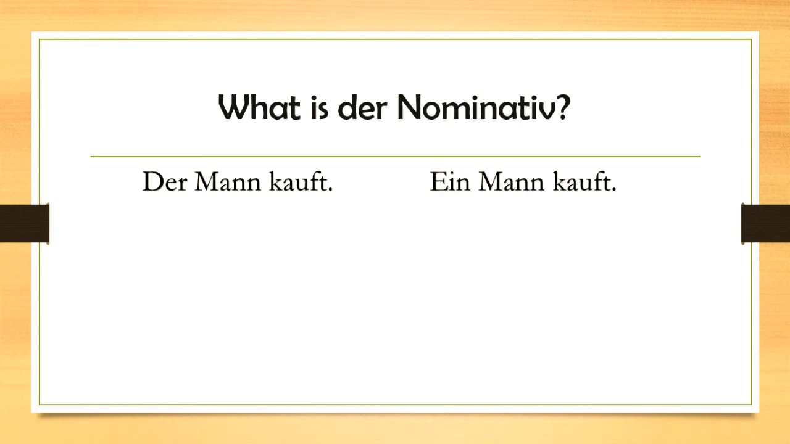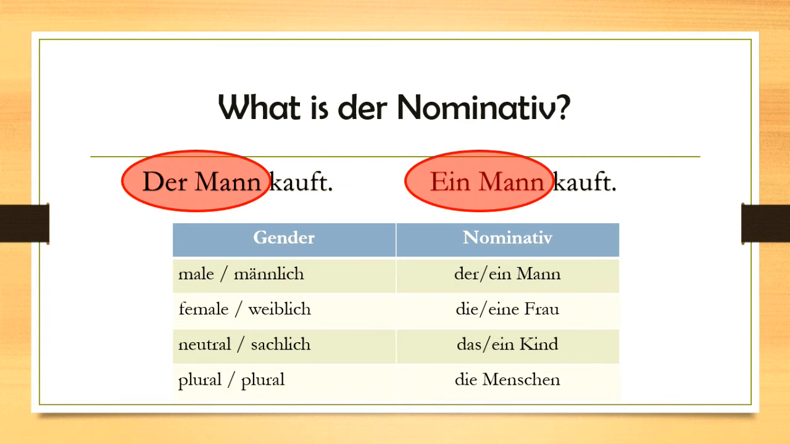Okay, so in the example, der Mann kauft, the man buys, or ein Mann kauft, a man buys, we have the nominative, or the subject of the sentence, right in the beginning, right before the verb. In German, we actually just need those two elements in a sentence. Everything else can be added if necessary, if you want to. Most of the time, of course, you do. But with just the nominative and the verb, we're good to go. That's all we need. What does that mean for the articles?